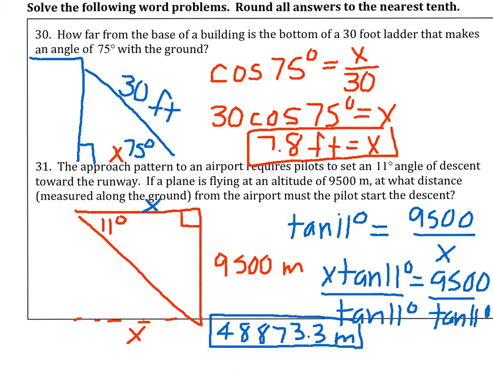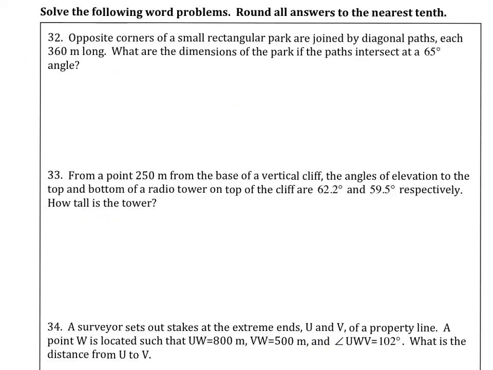And I end up getting an answer of 48,873.3 meters, which actually seems pretty reasonable because 9,500 is opposite 11 degrees. I know this angle is going to be 79, so x should be much bigger than this side.